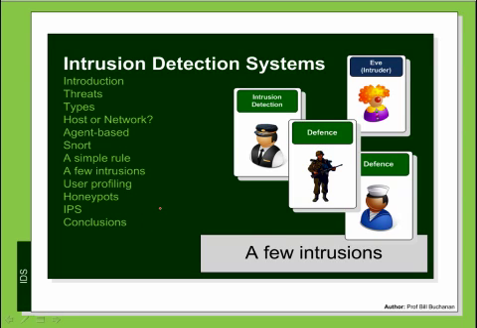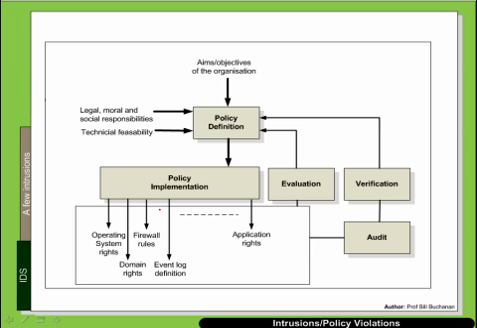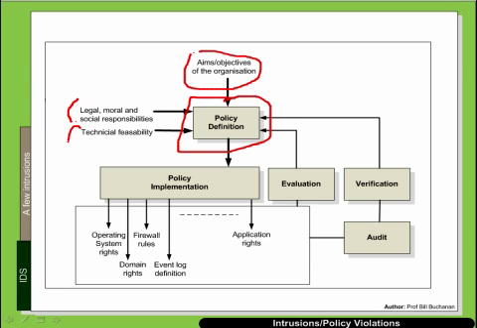So next let's look at a few intrusions and how Snort can detect them. A key element for an organization is to define a policy, and that involves looking at the aims and objectives of the organization, its legal, moral and social responsibilities, and also, importantly, its technical feasibility. The policy is then implemented, and it might be in terms of operating system rights, domain rights, firewall rules, event log definition, application rights, and so on.